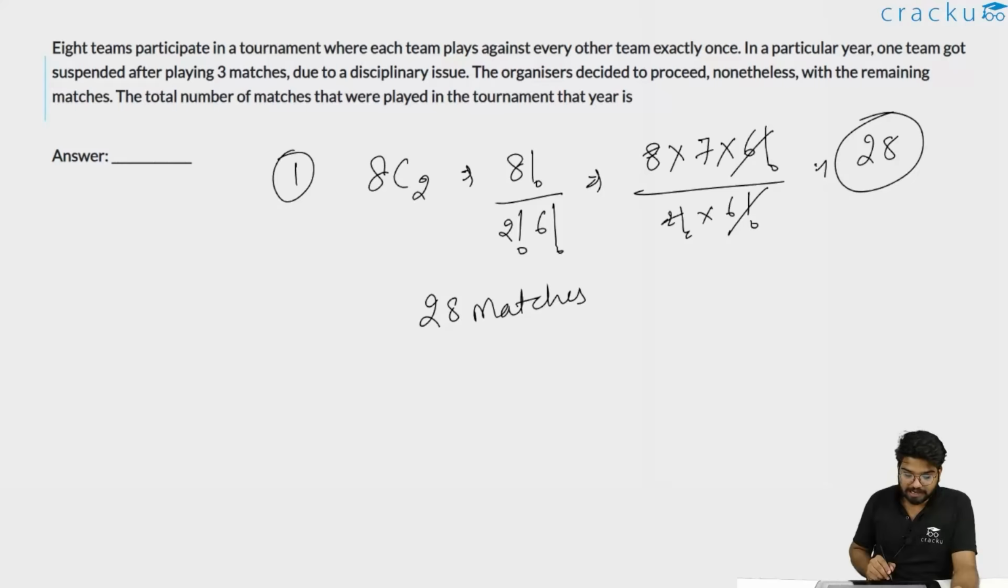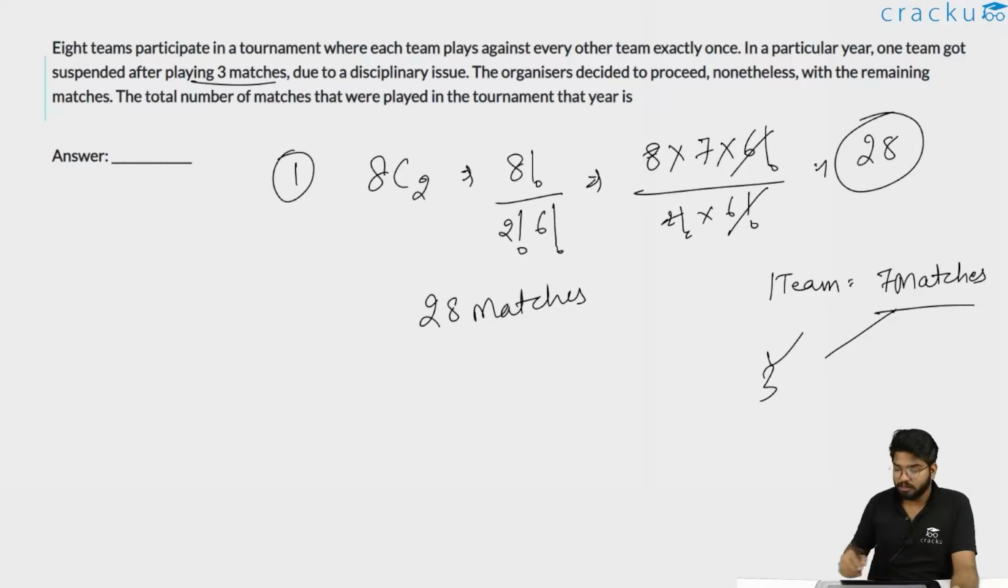Now we are given that one team plays how many matches? One team plays 7 matches. Now one of those teams played only 3 matches and could not proceed. We know that a team is supposed to play 7 matches. Out of this, the team played 3 matches, but couldn't play the remaining 4 matches. So how many matches in total were played? We can remove these 4 matches which could not be played. So the answer has to be 28 minus 4, that is 24 matches.